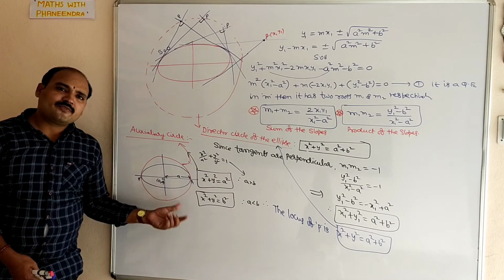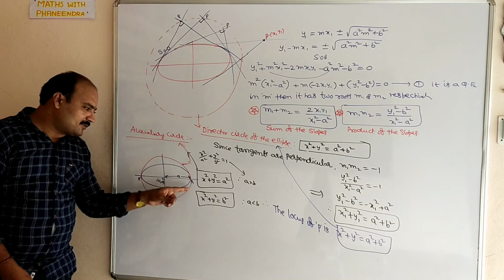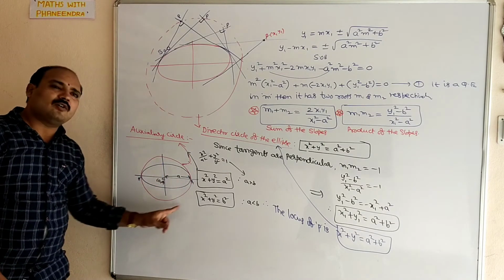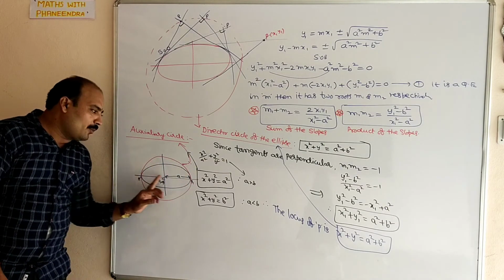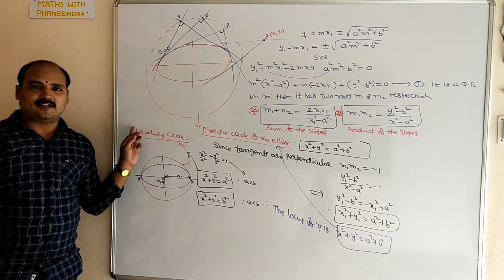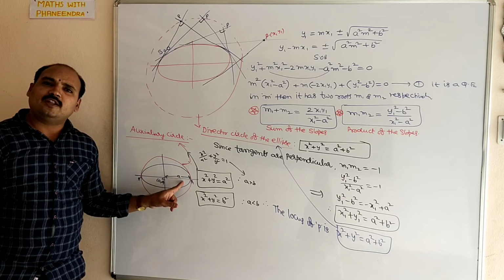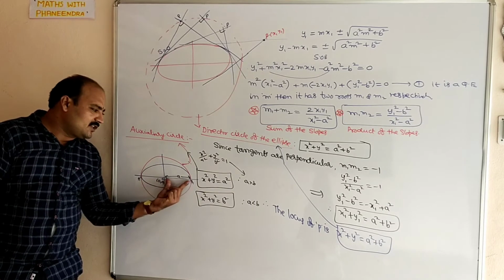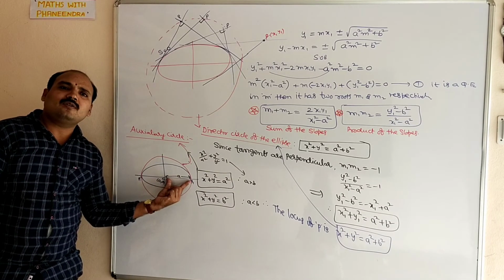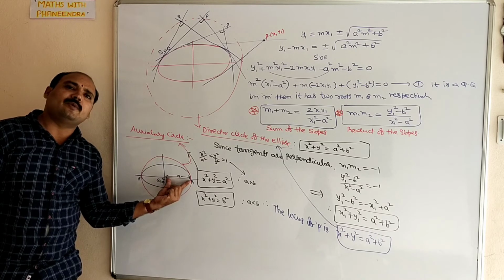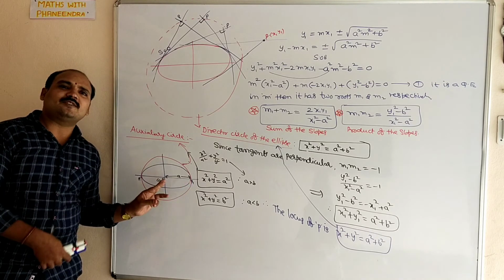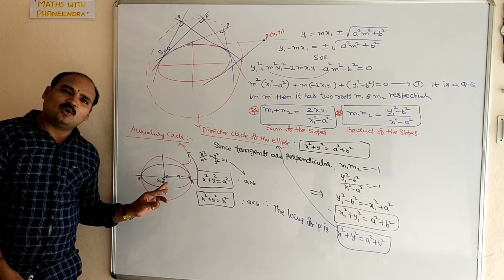The circle which is described on the major axis of an ellipse as a diameter is called the auxiliary circle. Diameter means A dash A, which equals 2a, the length of the major axis. In that, CA is half of the major axis, that means the semi-major axis, which is equal to the radius of the circle. So the radius R is equal to a.